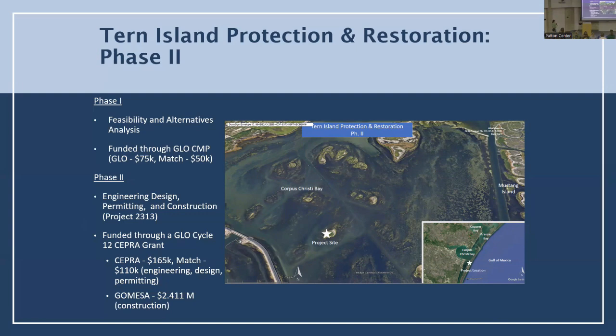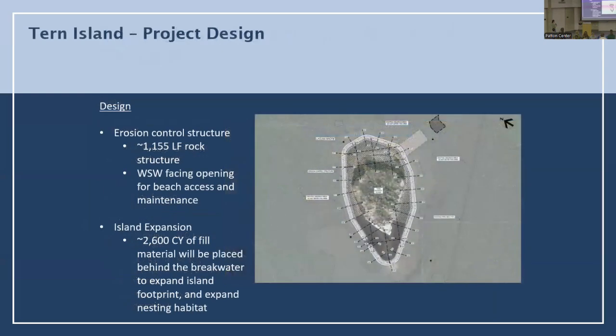The island was formed with dredge placement from oil and gas exploration in the 60s and 70s, and it became an active rookery. It supports a lot of birds, ground nesters, and wading birds. The design is to have a rock breakwater, 1,155 linear feet, around the perimeter of the island. We do have one gap for beach access and maintenance. We're also importing some fill material, which will be placed behind the breakwater to expand the island footprint and expand the nesting habitat.